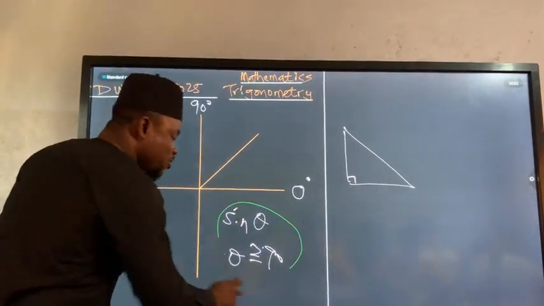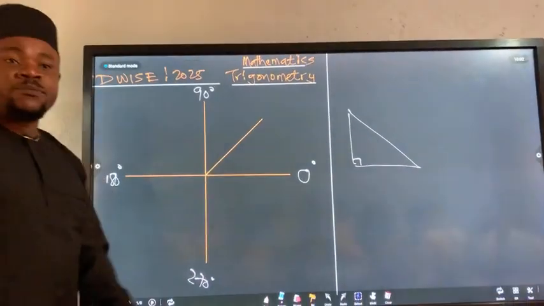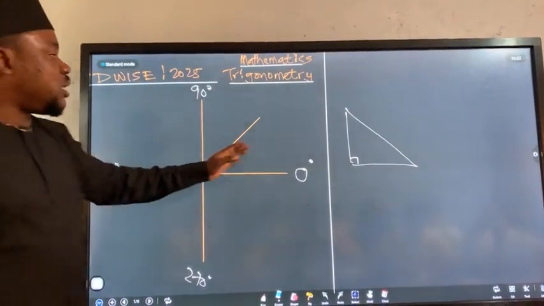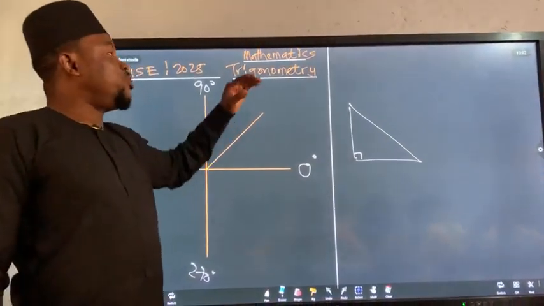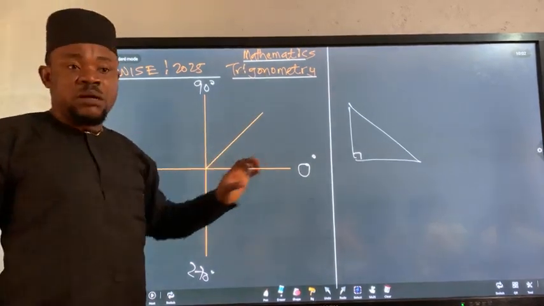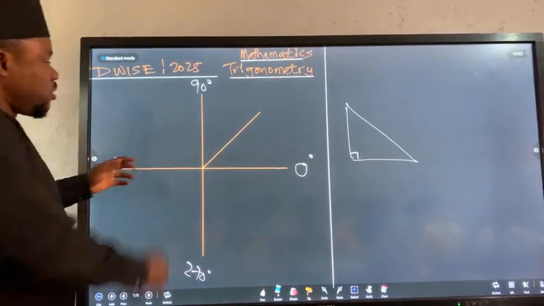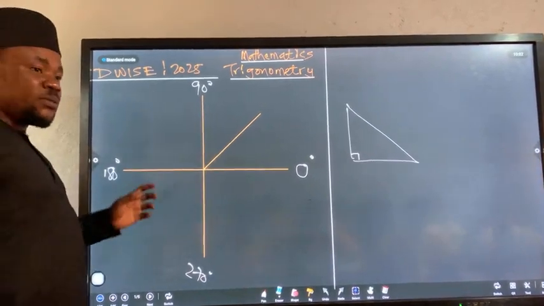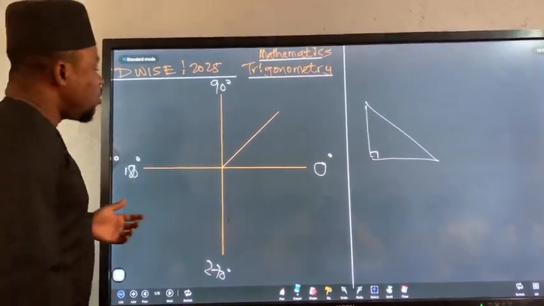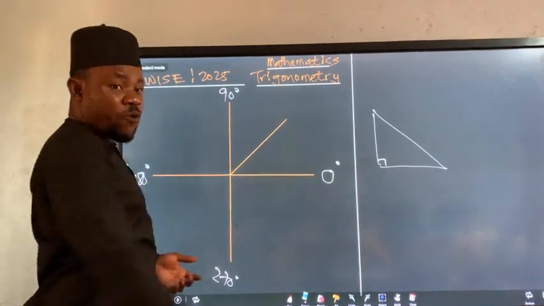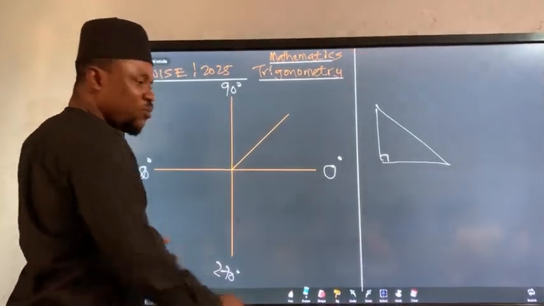Theta cannot be greater than 90. So if we have values greater than 90, how do we find them? How do we get the trigonometric ratios for values greater than 90? We use the quadrants. You get what I'm saying? We divide the plane into what? 4 parts, right? Are you with me?